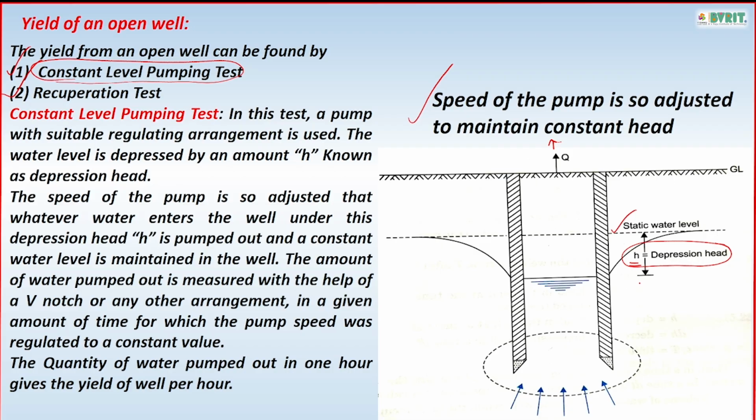So this is how H remains constant. After regulation, whatever water comes out from the well is channelized into a small channel, and there a V notch is kept, and you measure the discharge through the V notch. You know how to measure discharge through a V notch. That is the entire thing. You run the pump for 1 hour. In 1 hour, how much you have collected outside through the V notch, that you measure, and that gives you the discharge from the well.